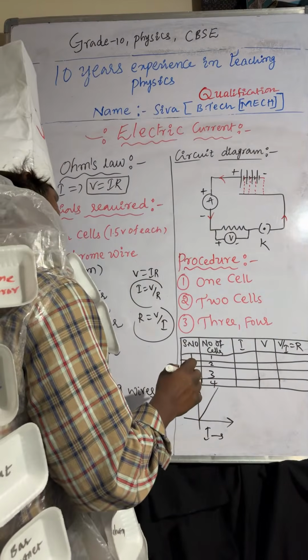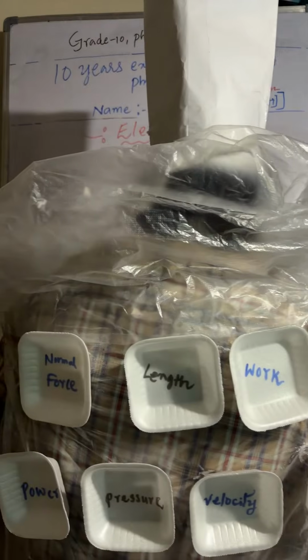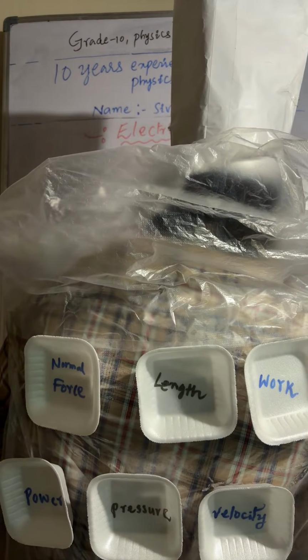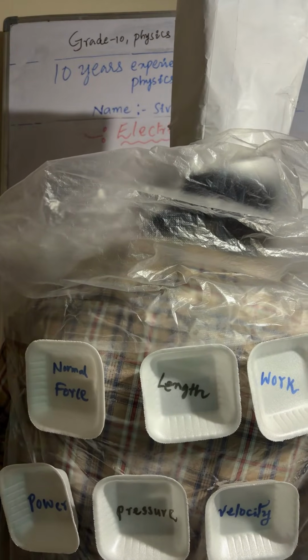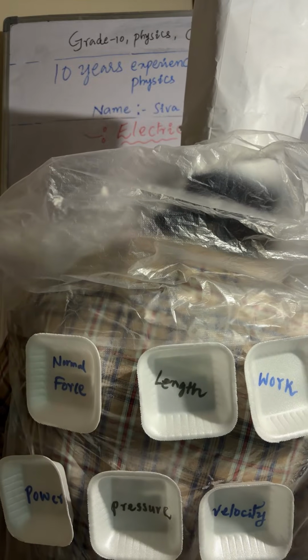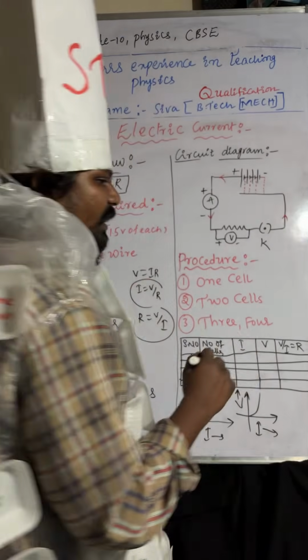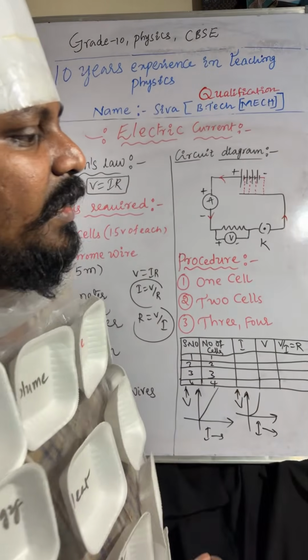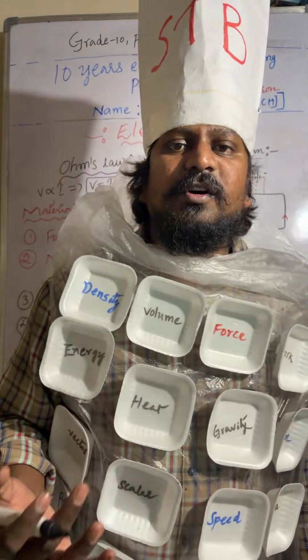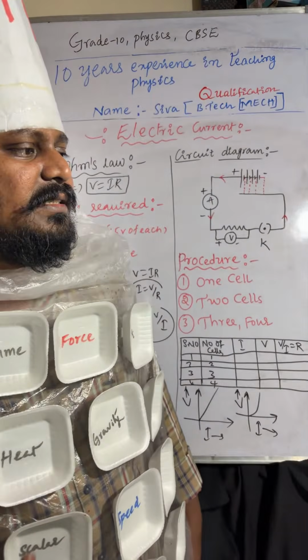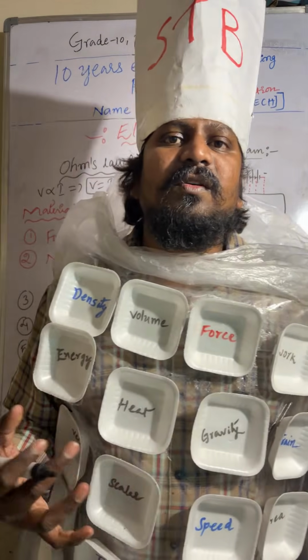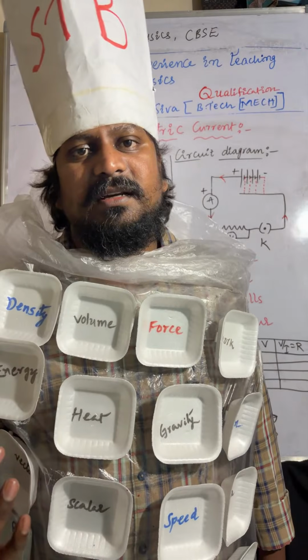Sir, what do you mean by the graph is linear, or what do you mean by ohmic conductors? So ohmic conductors are nothing but the conductors which obey Ohm's law. The conductors which do not obey Ohm's law, those are called non-ohmic conductors.